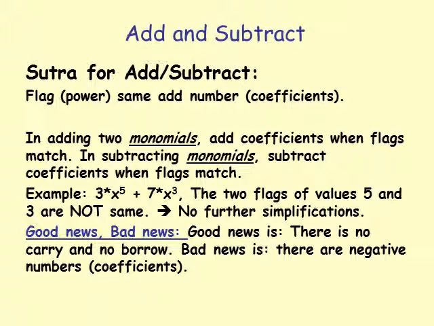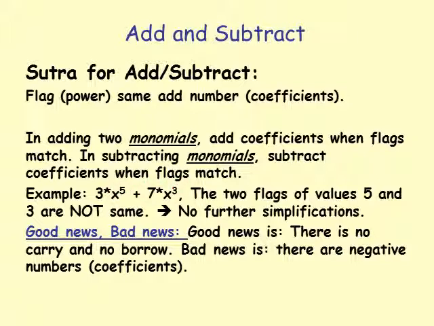Example: 3 times x to the power 5 plus 7 times x cubed. The two flag values are 5 here and 3 here, and they are not the same. They do not match, so no further simplification is possible. So it still says 3 times x to the power 5 plus 7 times x cubed.